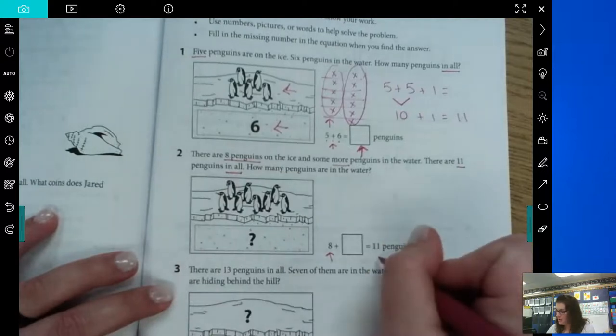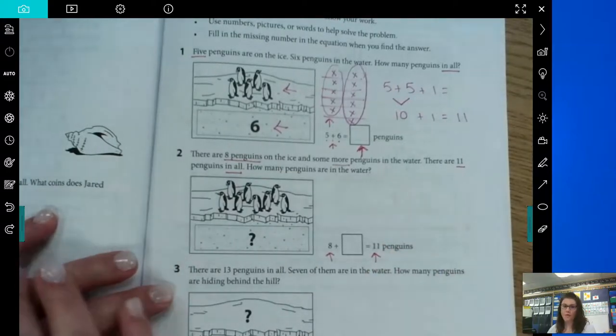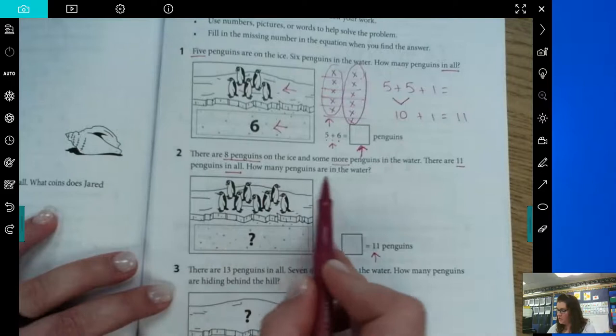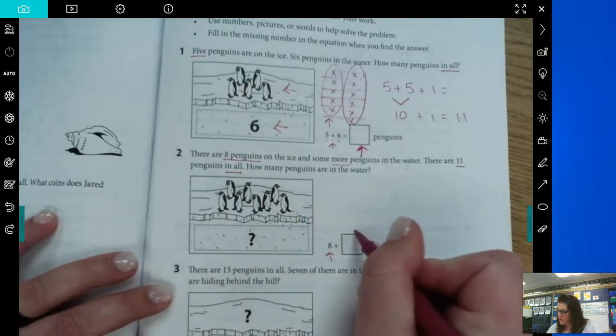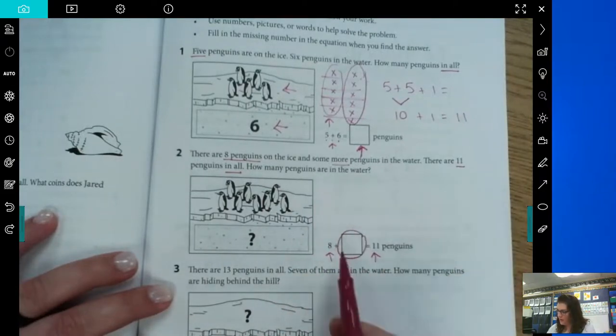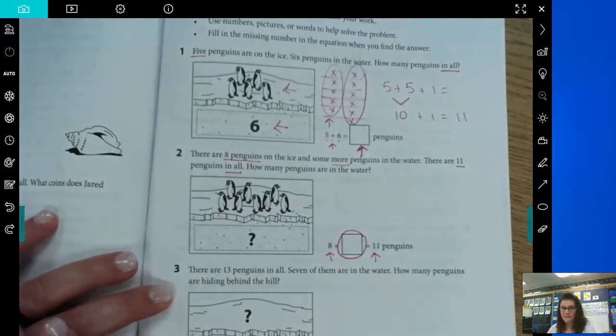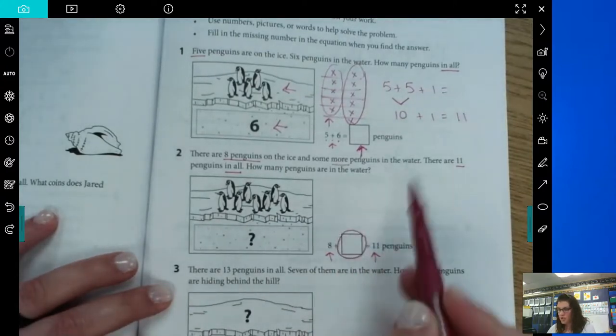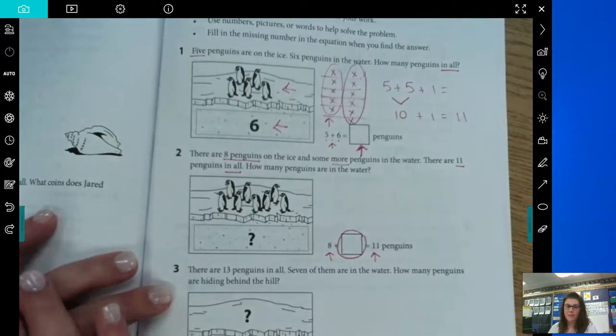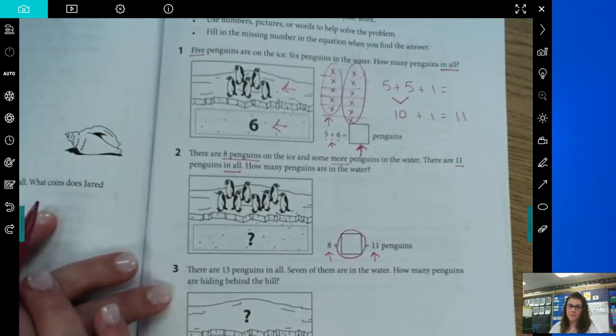So that's telling us there are 11 penguins total. How many penguins are in the water? So that's what you're solving for today. You're figuring out 8 plus what equals 11. So either draw me the picture or write out how you solved it, hit pause, work on number 2, and come back when you're ready.